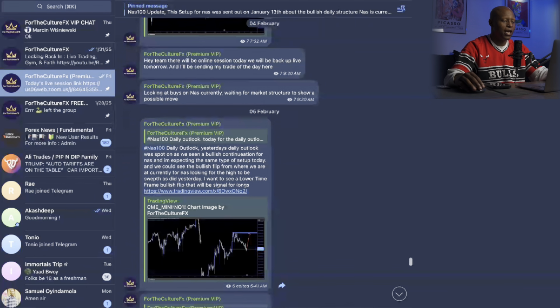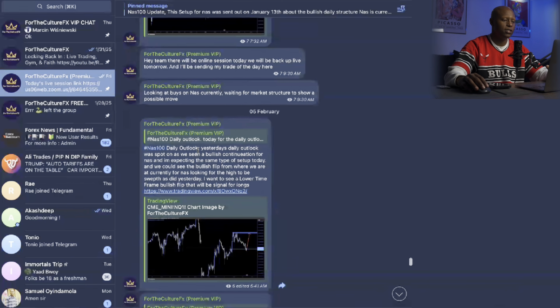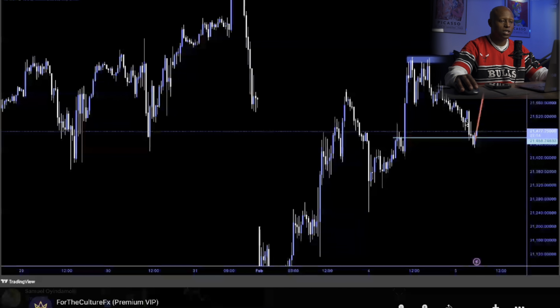So what was the daily outlook sent for this February 5th date? Price had just come back down into this structure, and we're anticipating a continuation. The daily outlook says yesterday's daily outlook was spot on, and we've seen a bullish continuation for NAS. I'm expecting the same type of setup today. We can see the bullish flip from where we are currently for NAS, looking for the high to be swept as it did yesterday. I want to see a lower time frame bullish flip. That will be our signal for longs. So you can see that this was the setup sent out.